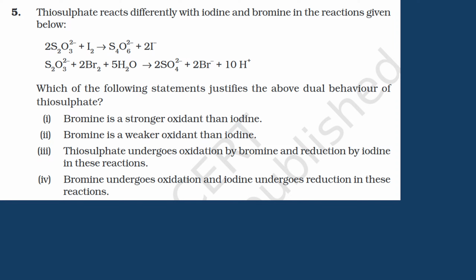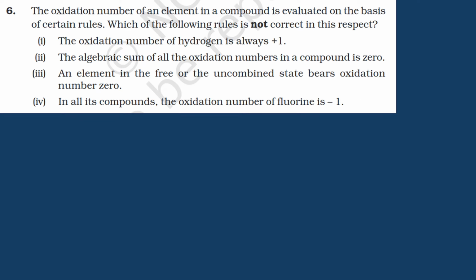This is also the 5th question. All right, question number 6. The oxidation number of an element in a compound is evaluated on the basis of certain rules. This one's easy. Which of the following is not correct in this respect? Oxidation number of hydrogen is always 1. Algebraic sum of oxidation numbers is 0. An element in the free or uncombined state bears oxidation number of 0. In all its compounds, oxidation number of fluorine is -1. I think this one's the easiest. This is correct, hence that's the answer.